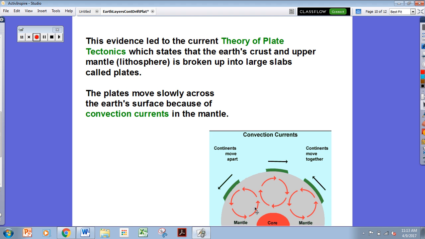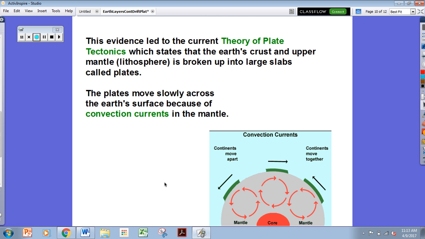You see it's moving in this circular pattern, which is moving this continent in this direction. This convection current is moving this way, which moves this plate in this direction. So these two plates would be moving apart. And then here, again, this circular motion is moving this plate this way, this circular motion is moving this plate this way. So that pulls these two plates together.